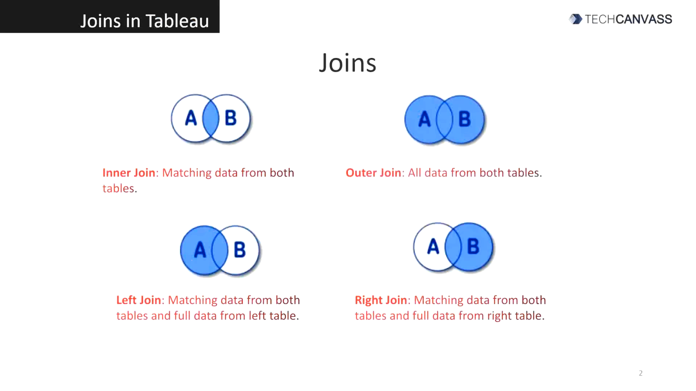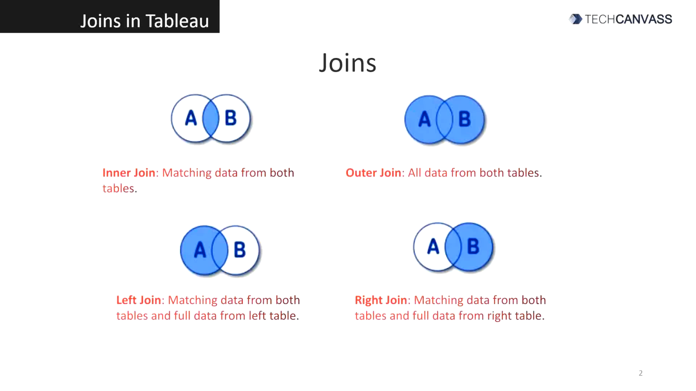Let us look at different join types. The first is the inner join, in which matching data from both the tables is selected. We have outer join, in which all the data from both tables is selected. In the left join, along with matching data from both tables, full data from the left table is selected. And similar to left join, we have the right join, in which along with matching data from both tables, full data from the right table is selected.